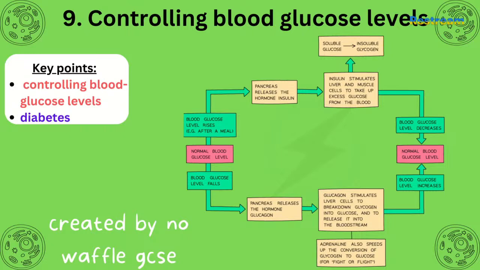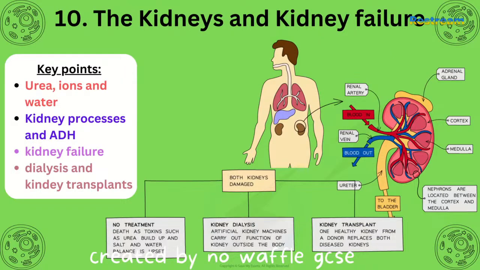Now, moving on to the next topic, the kidneys as well as kidney failure. So, this is a bit of a big topic. Okay, so key points firstly, urea, ions, and water. So let's look at them. Urea, ions, and water. These are the three key substances that are involved in the kidneys. So whilst we're talking about these three substances, we're also going to be talking about the kidney process.